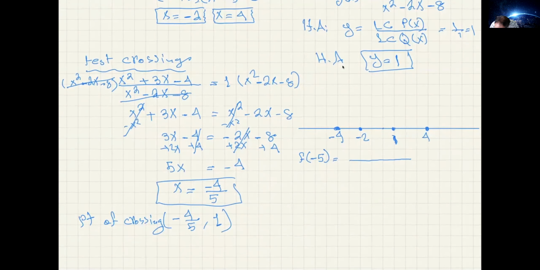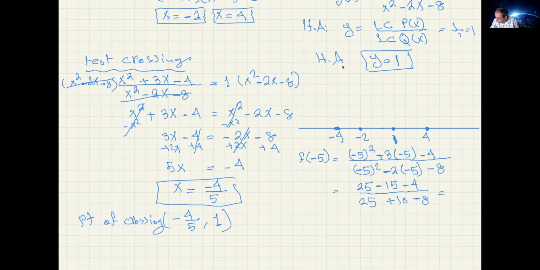Let's try the function here: negative 5 squared plus 3 times negative 5 minus 4, divided by negative 5 squared minus 2 times negative 5 minus 8. Okay, simplifying, this is 25 minus 15 minus 4, divided by 25, and here negative times negative is positive 10, minus 8.